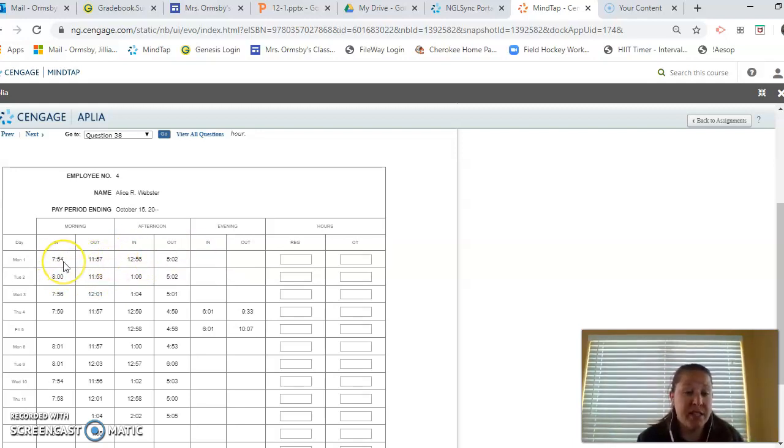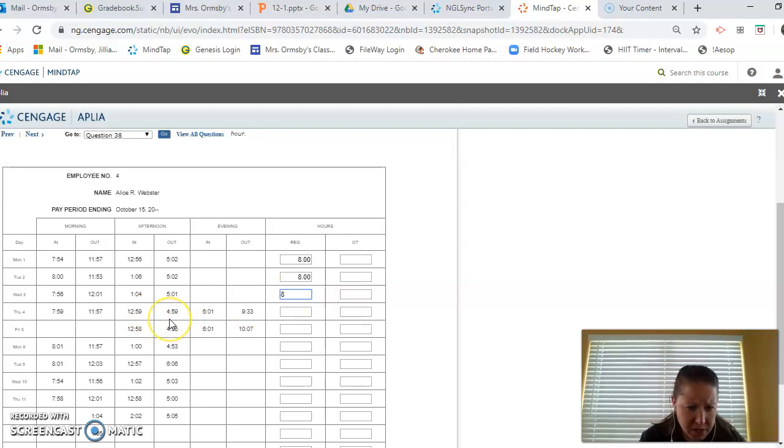So if we round this to 8 in the morning and this to 12 when they clock out for lunch, and then round this to 1 and round this to 5, the total regular hours for the day would be 8. Same thing for the next day on Tuesday. 8 to 12 would be 4, 1 to 5 would be 4, so that would be 8. Again, 8 to 12, 1 to 5, that would be 8.